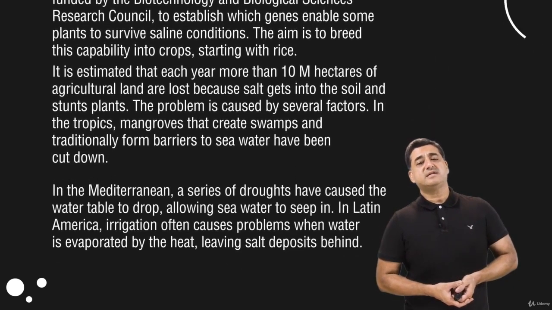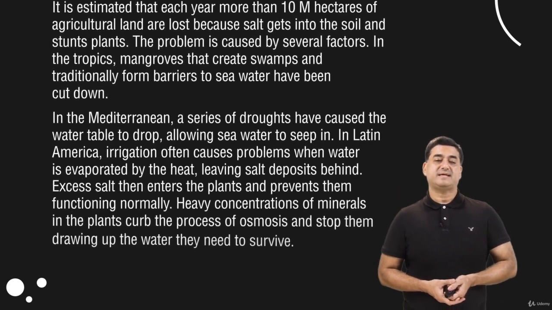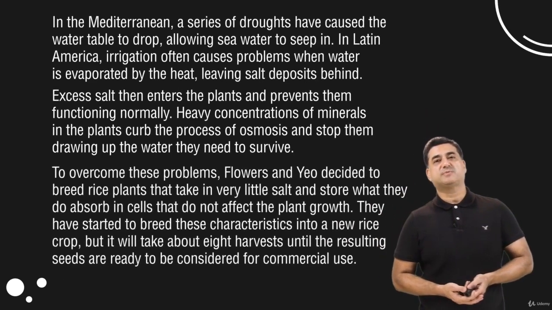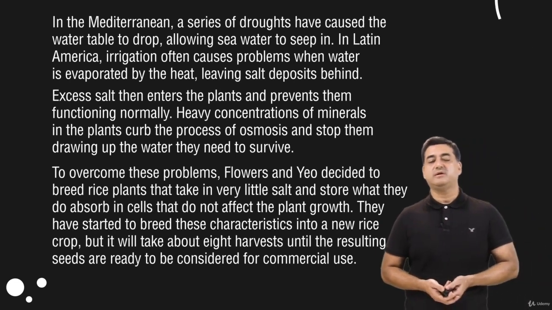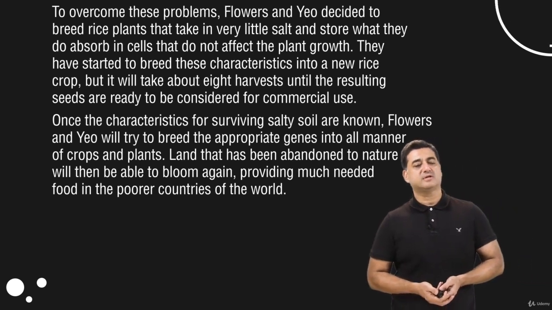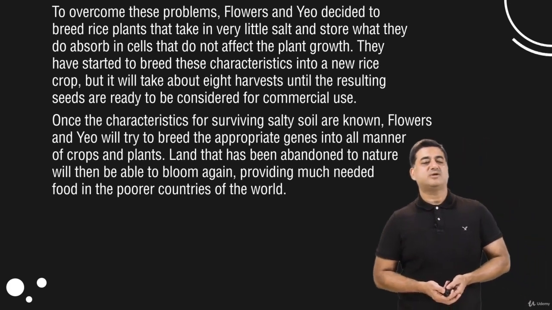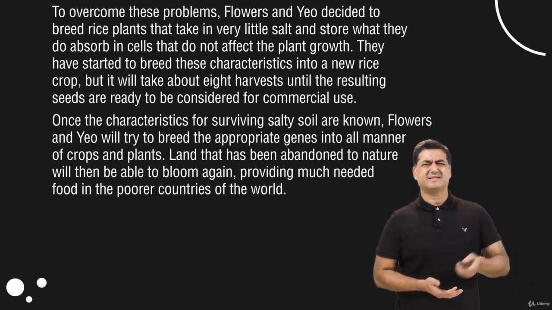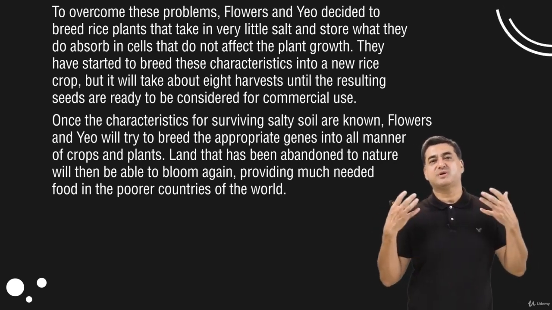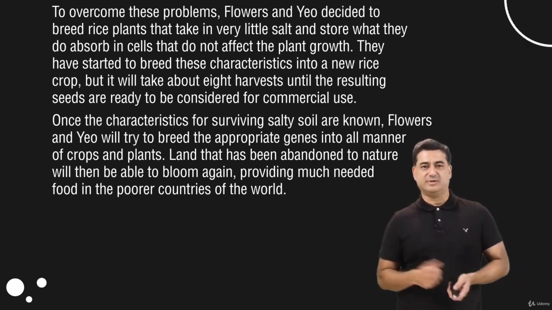In the Mediterranean, a series of droughts have caused the water table to drop, allowing seawater to seep in. Then they say excess salt enters the plants and prevents them from functioning normally. To overcome these problems, Flowers and Yeo decided to breed new rice plants. Once the characteristics for surviving salty soil are known, Flowers and Yeo will try to breed the appropriate genes. We have done the skimming. Basically, it is research on how to make land usable again that has been contaminated by salt water. So the article is about that.